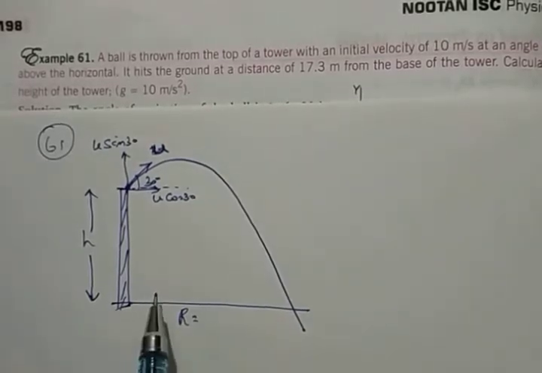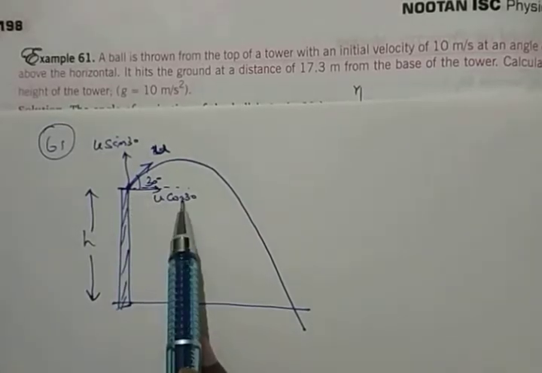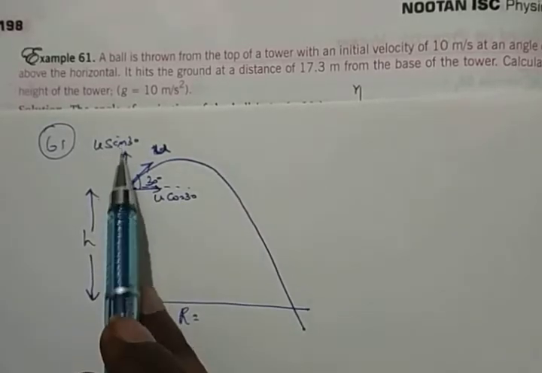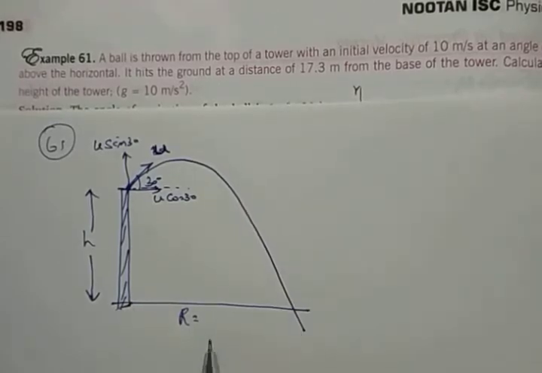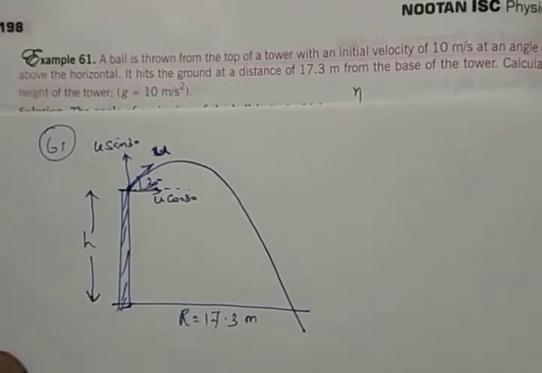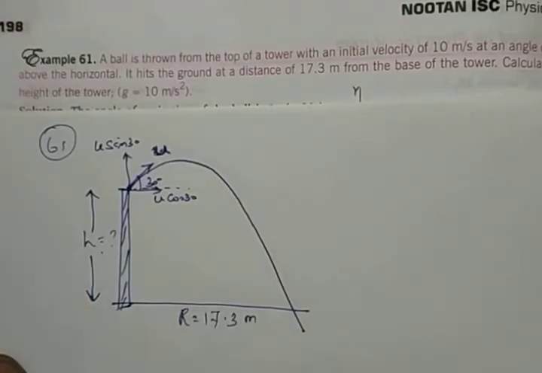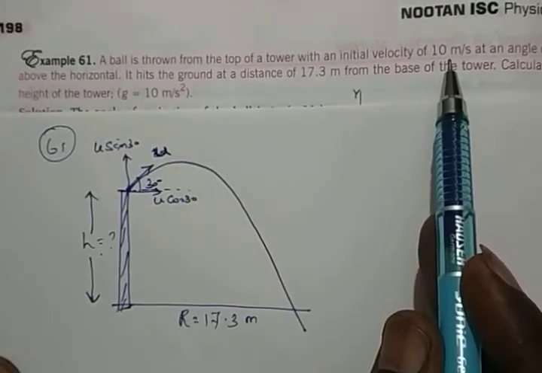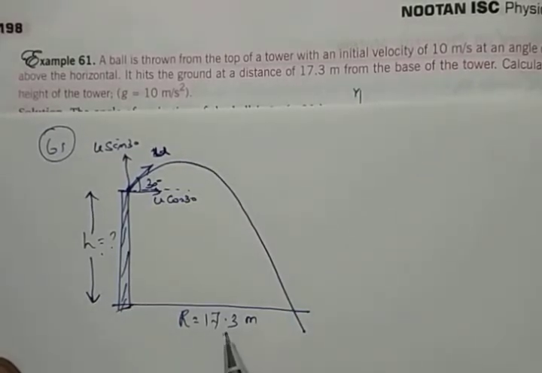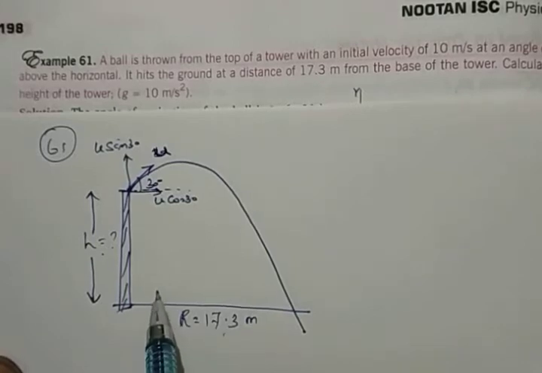So this is the diagram which I have drawn for you here. U cos theta, U cos 30, and vertical is U sin 30. The range is given here as 17.3 meters. How to calculate the height of the tower? This is the question mark. Now it is already given here as 10 meter per second. The velocity is given, range is given. This is very important. When you have range, you can easily calculate, what is the formula of range, and then try to find out what could be the next thing we can find out.